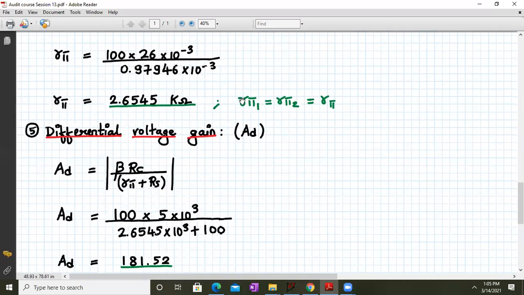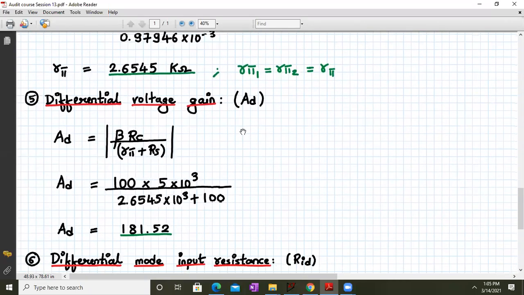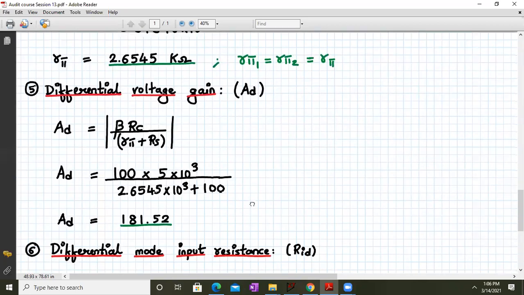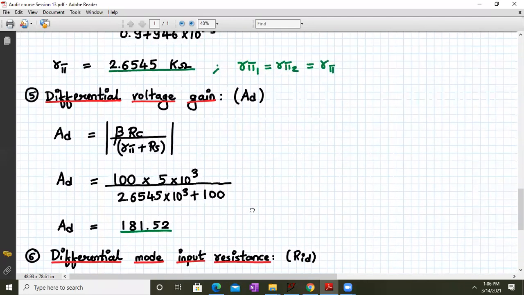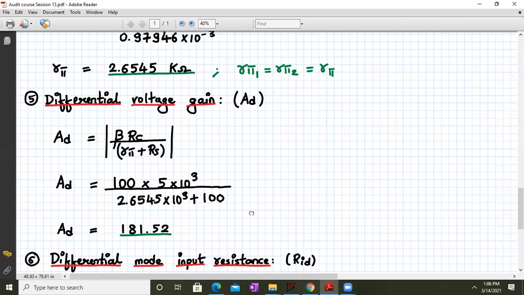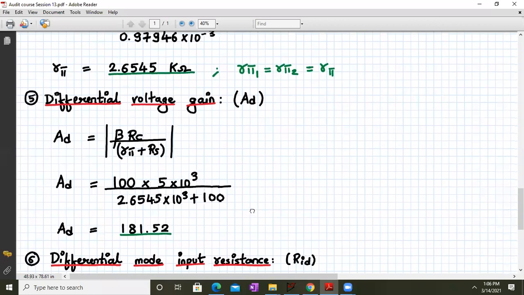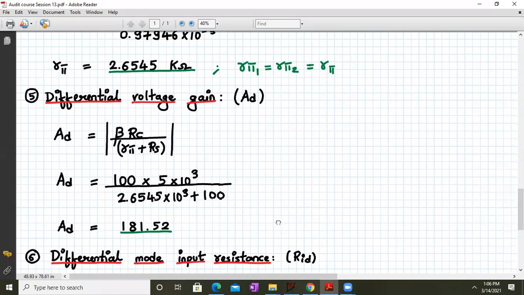Fine. And now the differential voltage gain AD is given by the mod of beta RC divided by (R pi plus RS). So beta value is 100, RC value is 5 kilo ohms, R pi value is 2.6545 kilo ohms, and RS is 100. If you work it out in a calculator, the value of differential voltage gain will come out to be 181.52. It has no unit, it's a voltage gain.